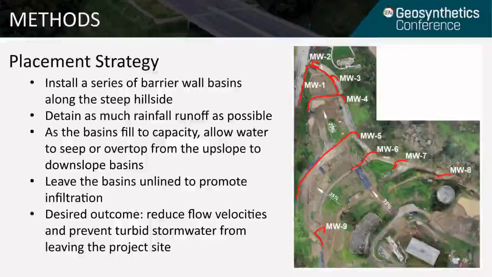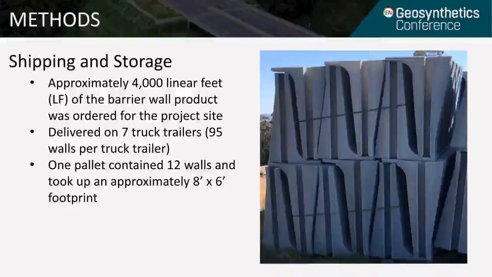To implement our placement strategy, the contractor ordered about 4,000 linear feet of the barrier wall product, and it was delivered on 7 truck trailers in total. And just for stockpiling context, each pallet that the product came on came with 12 walls, 6 stacked on top of the other, and that took up about an 8-foot by 6-foot footprint.